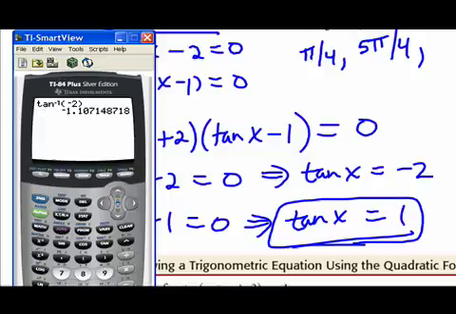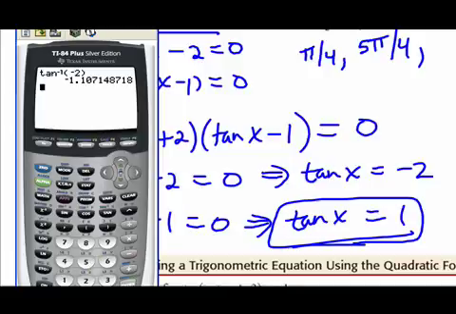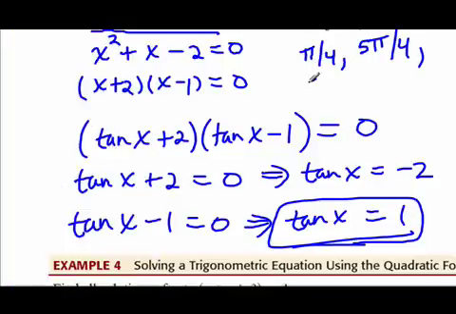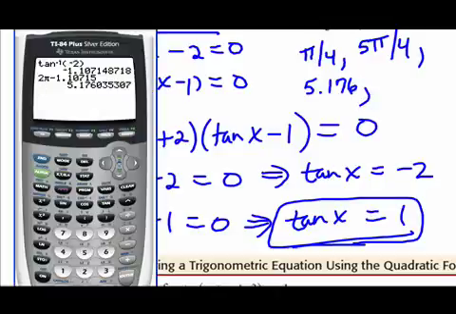So the whole circle has 2 pi radians. So we'd have to say, calculator, what is 2 pi radians, minus 1.10715. We'll stop there. So there would be one solution, 5.176 radians. Now you can see why they specified answer in radians.